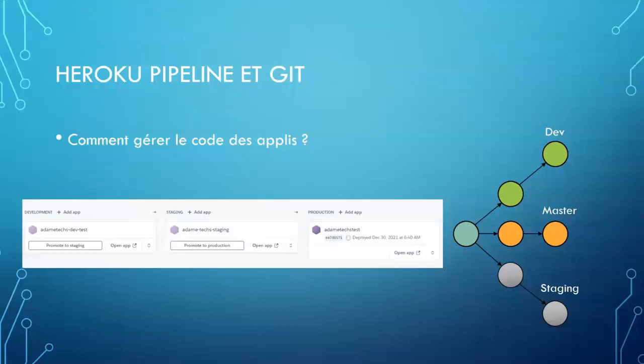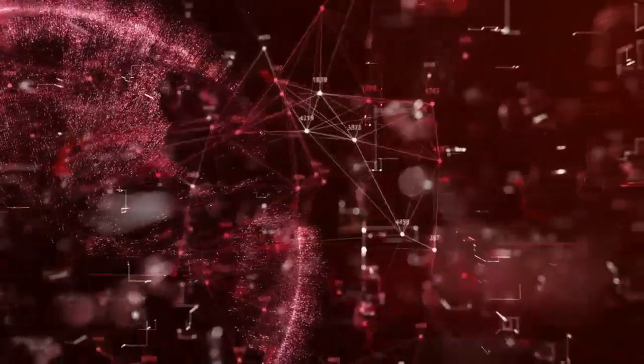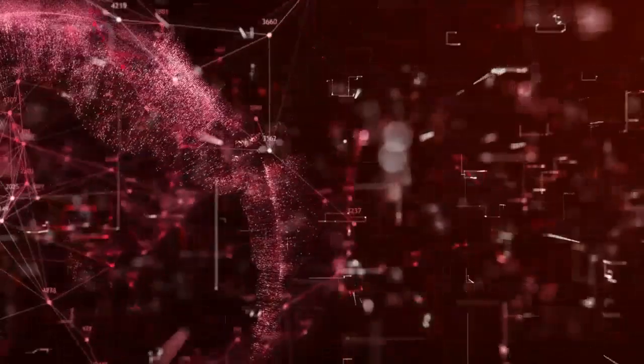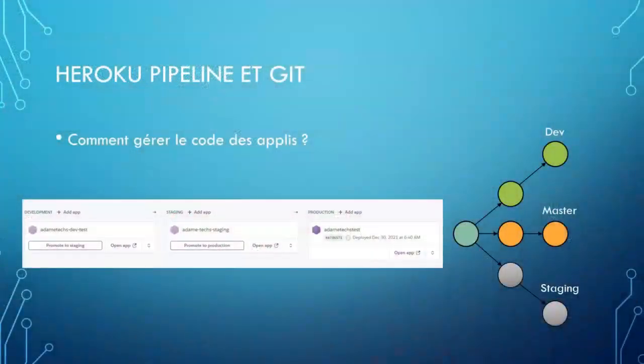These branches are totally independent. Depending on which branch you change the code on, it will affect one of the applications. If, for example, you make a commit on dev, it's in the dev environment. It will only affect the application that is in development. Same for master, it will only affect production, and staging will affect staging.